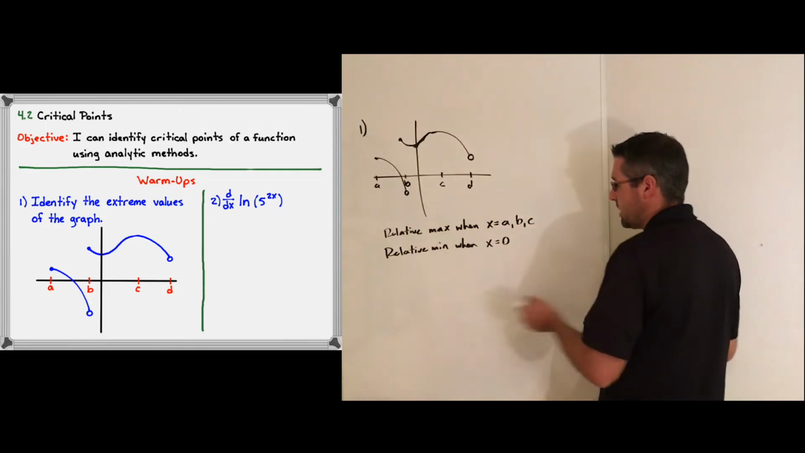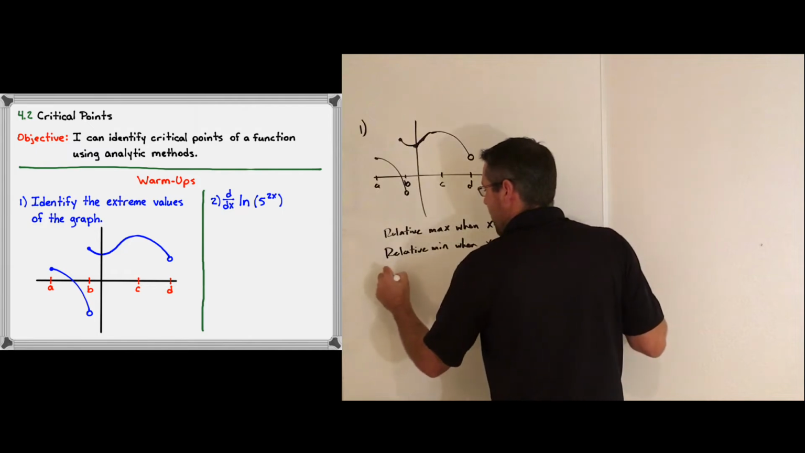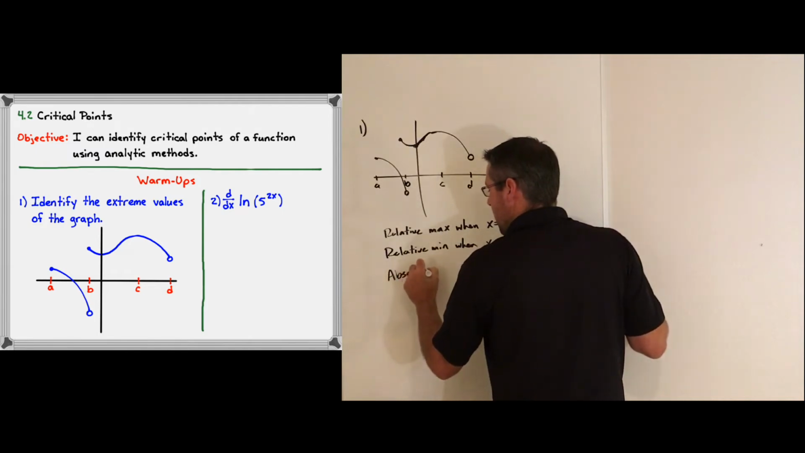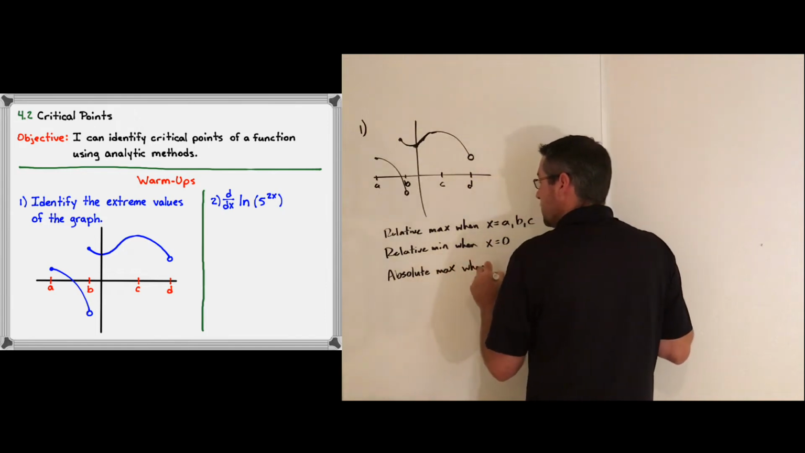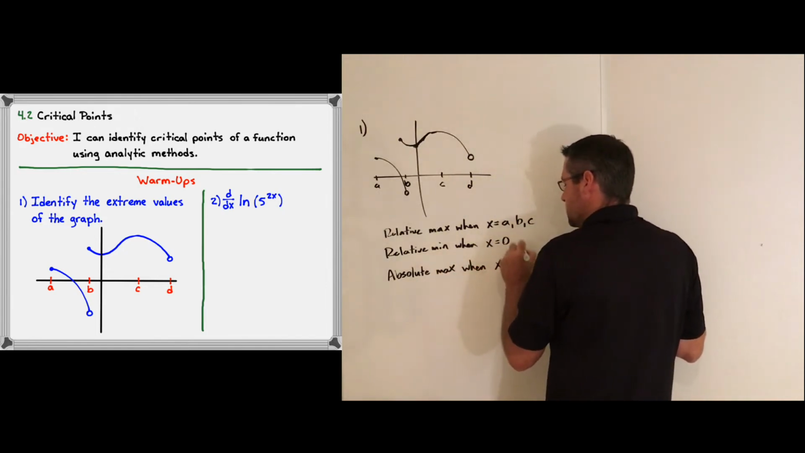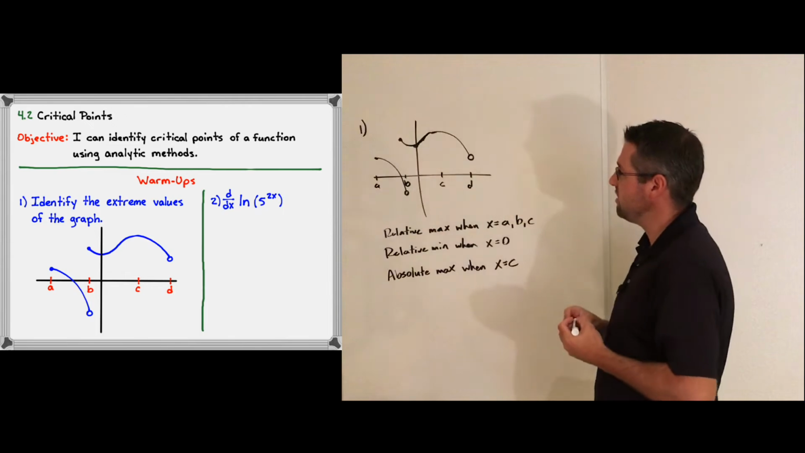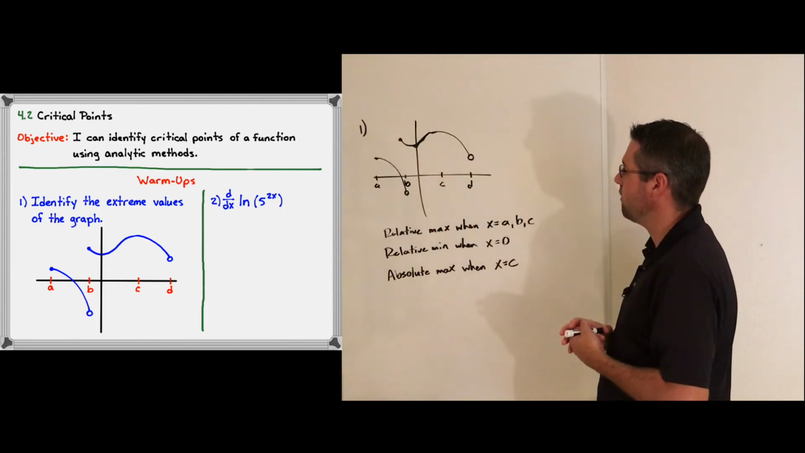We'll talk about that in a second. But we would say that the absolute maximum is when x equals c, because at x equals c, that is the highest point on the graph.